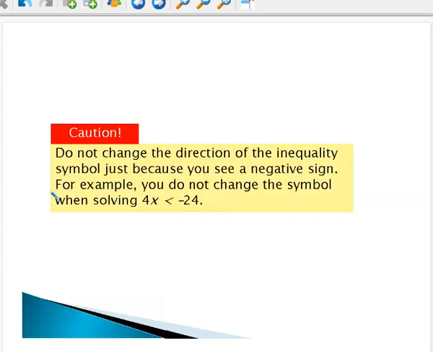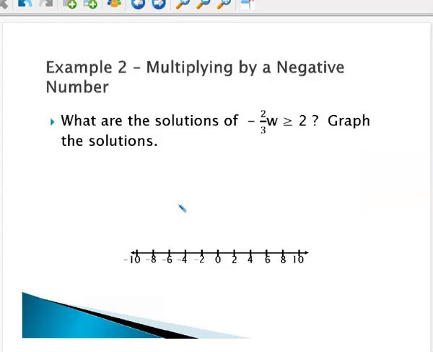This is one other point we need to make. This is where a mistake will happen. Before we practice these, just because you see a negative number does not mean you need to switch it. It is only if you are multiplying or dividing by a negative number. Okay, now let's go in and practice a couple.